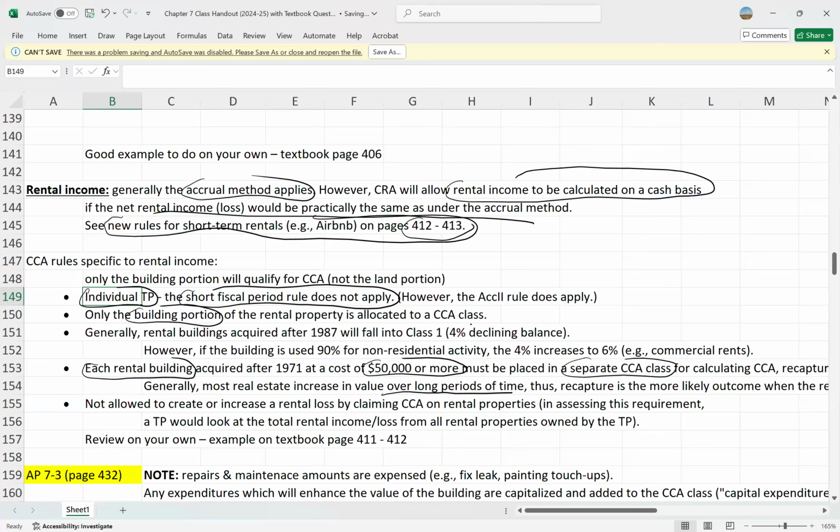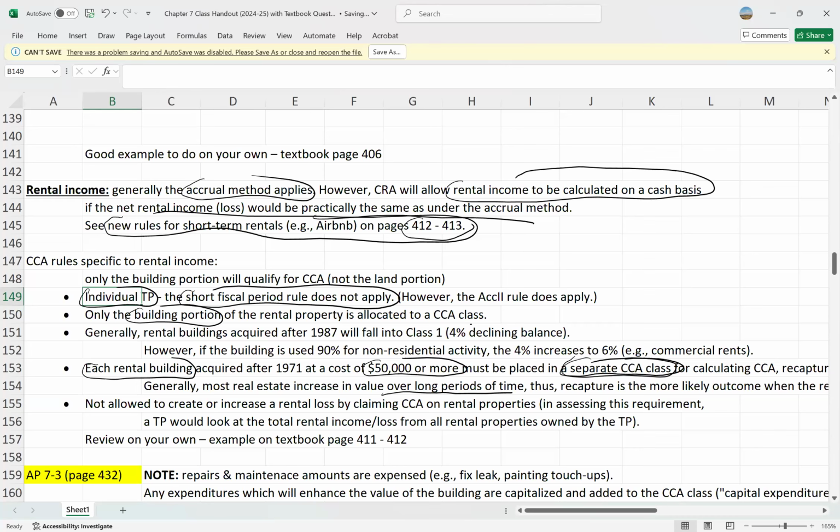And so that's why each rental building that has a cost of 50,000 or more has to go into a separate CCA class. Because when you sell that rental property, there's a good chance that you will have recapture. And so that's why the building will have to go into a separate CCA class. You can't lump all your rental buildings into one CCA class, because then that might not result in recapture being recognized.